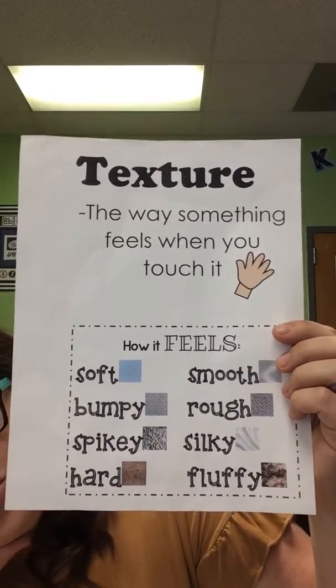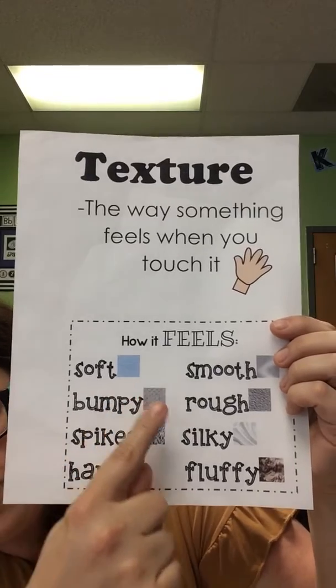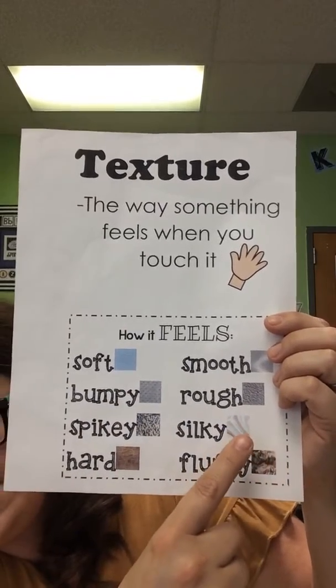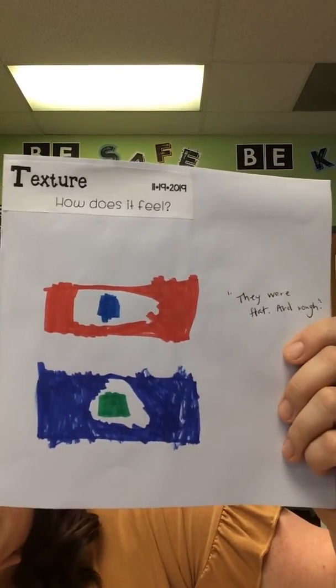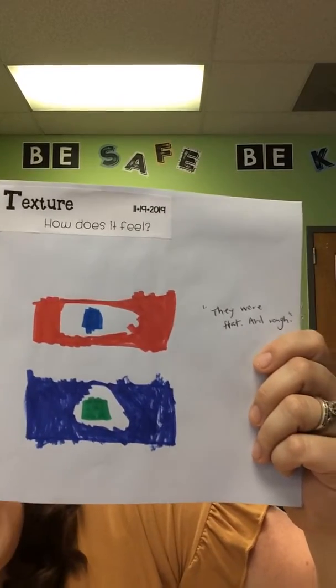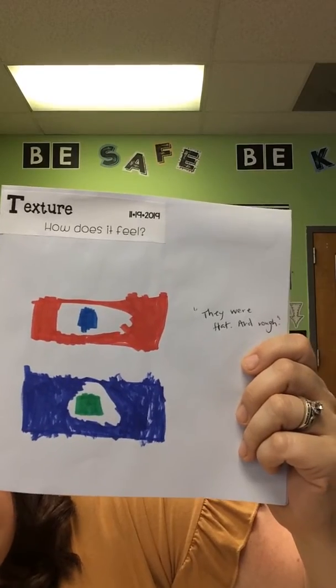Our next one is texture. Texture, the way something feels when you touch it. It could be soft or bumpy or spiky or hard, fluffy, silky, rough, smooth. And for this one, remember when we filled the different types of things in our mystery boxes? There was a red mystery box and a blue mystery box. And we touched the different stuff inside with our hands to see what it felt like.